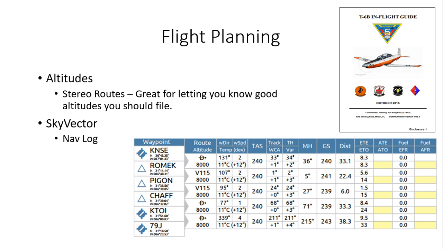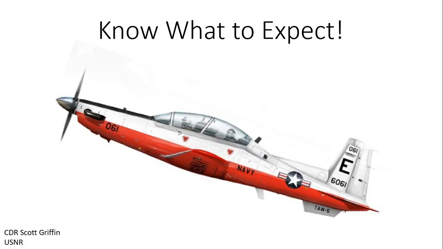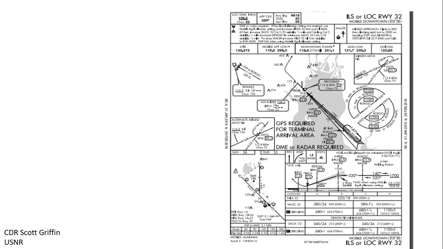Okay, that's all great. We've planned the flight. We've done our sims. Now it's really time to start getting ready for the true flight portion. And that is, you kind of need to know what to expect when you start flying with us in the airplane. So what can you expect? Well, let's talk about it. Let's look at Mobile Downtown. This is in your Alabama approach plates, and we're going to look at the ILS runway 32 at Mobile Downtown.